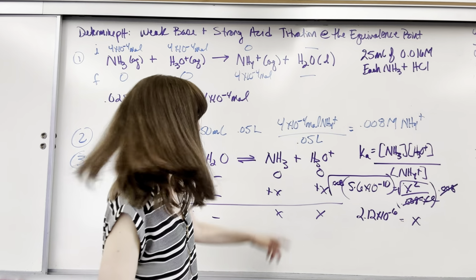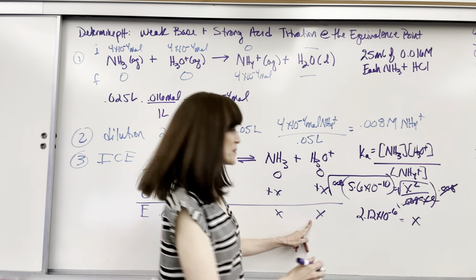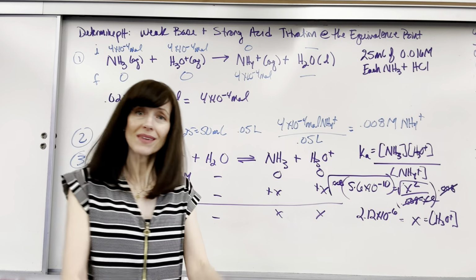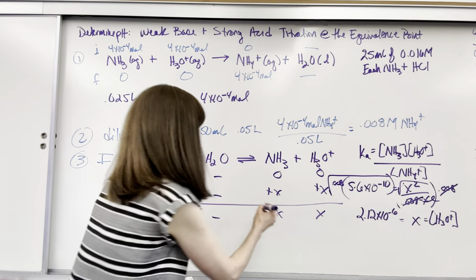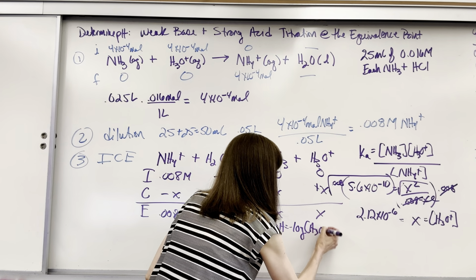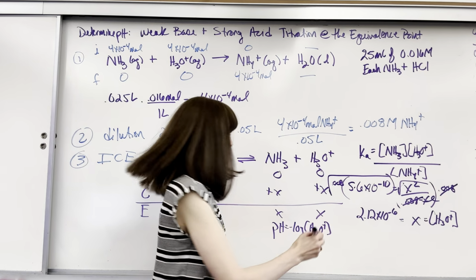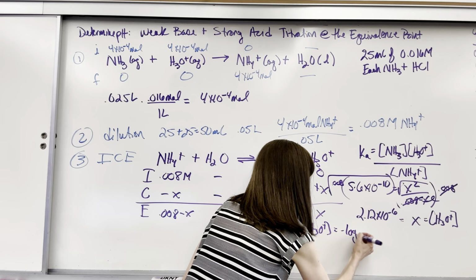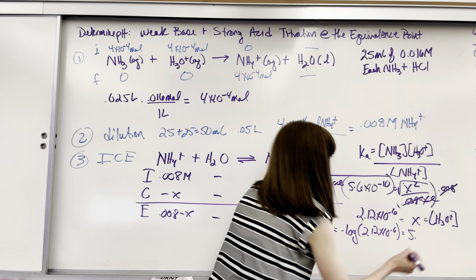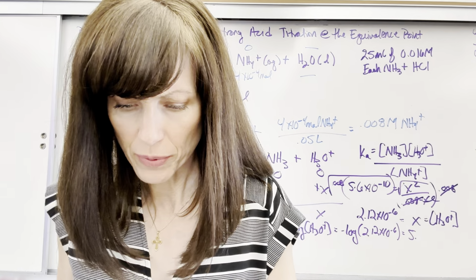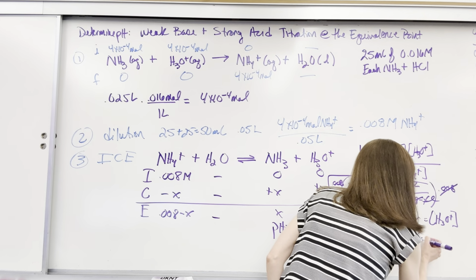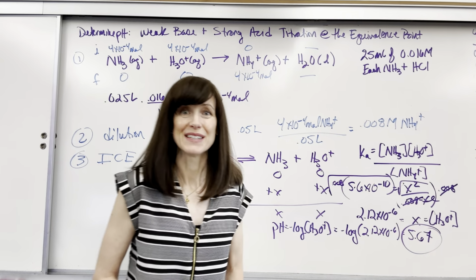What did we just find? Hydronium. Hydronium is X. Okay, beautiful. Now we can find the pH. I simply do pH equals the negative log of the hydronium. So let's plug this in. pH equals the negative log of 2.12 times 10 to the negative 6. And that is going to give us 5.67. And that is our pH.